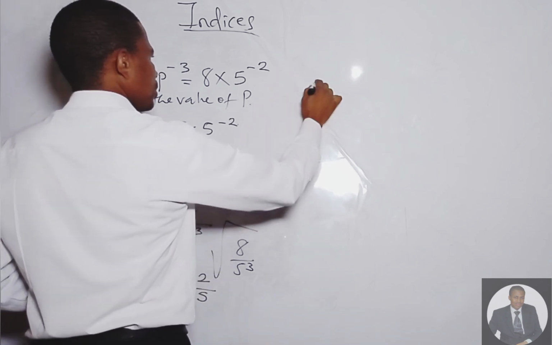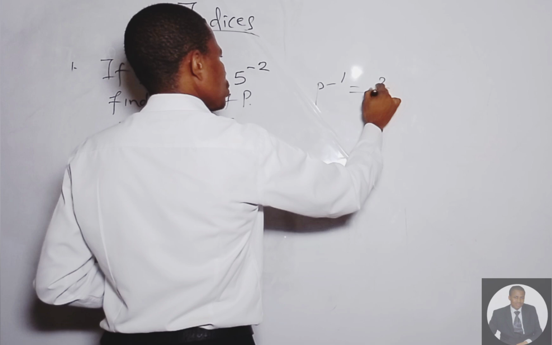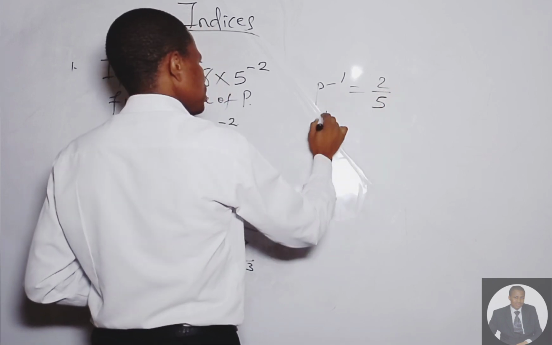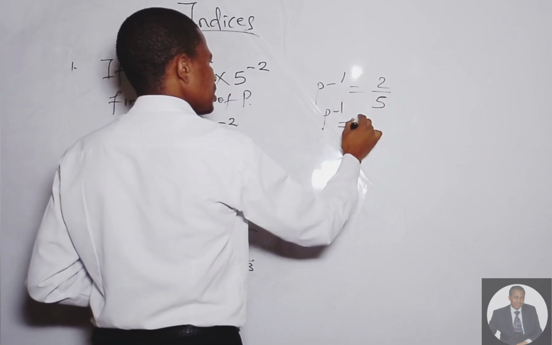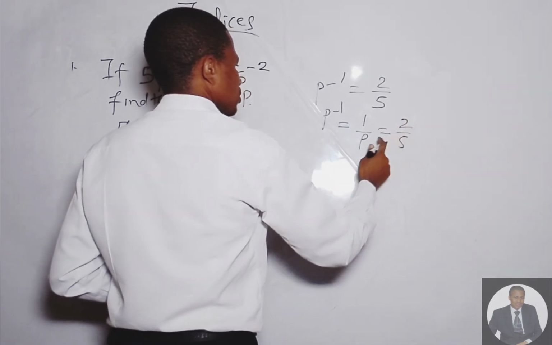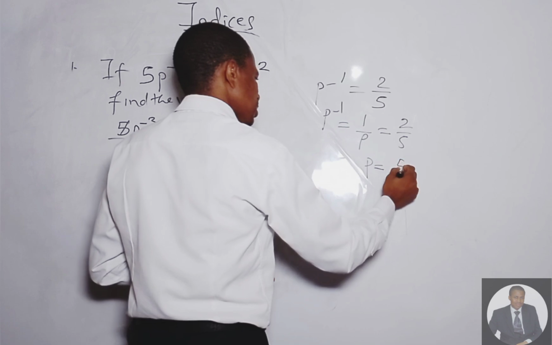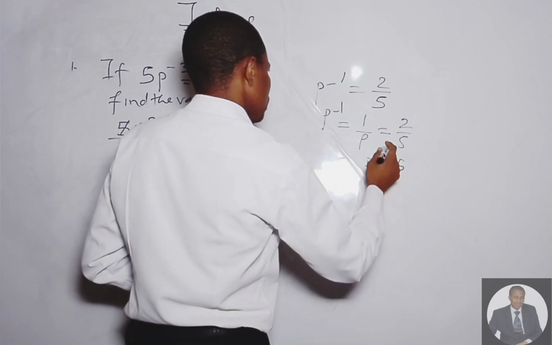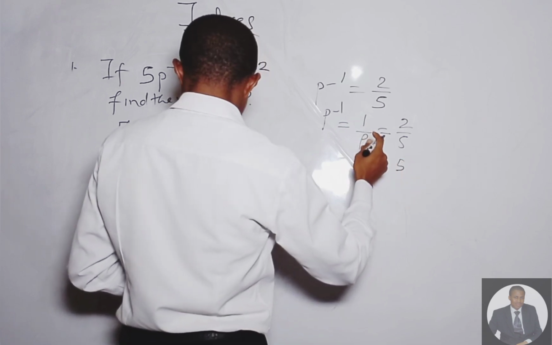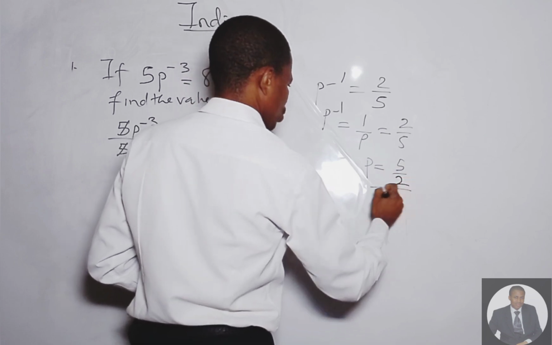If we have p^-1 equals 2 over 5, this p^-1 is the same thing as 1 over p. So 1 over p is 2 over 5. So p, which is the reciprocal of 1 over p, will be the reciprocal of this. That's 5 over 2.